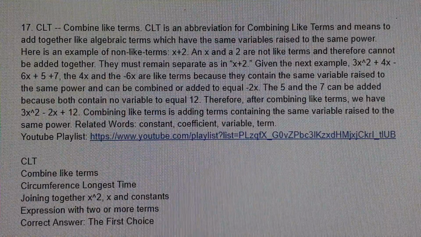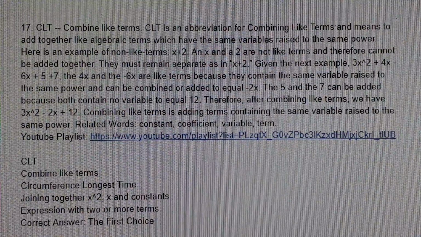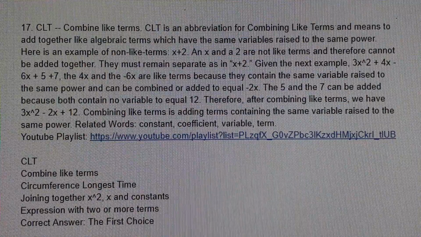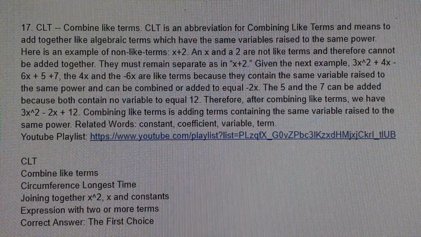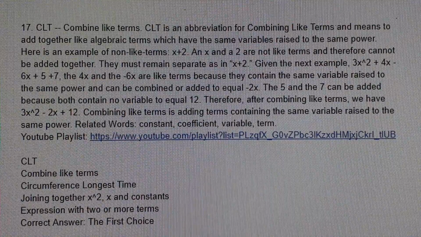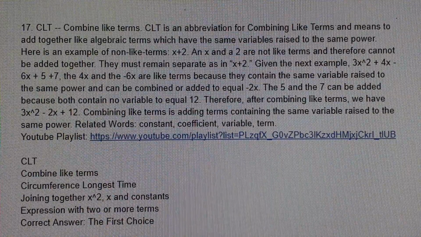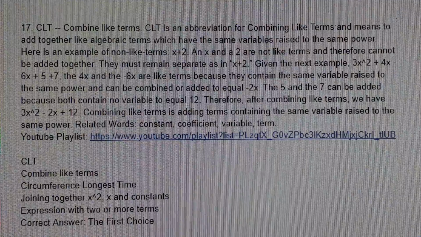CLT, Combine Like Terms. CLT is an abbreviation for Combine Like Terms, and means to add together like algebraic terms which have the same variables raised to the same power.